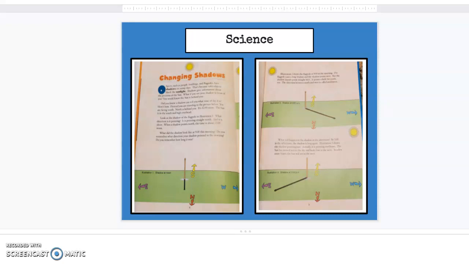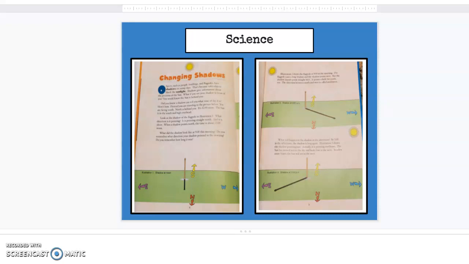Did you know a shadow can tell you what time of day it is? Here's how. Pretend you are standing in the picture below. You are facing south. North is behind you. It's 12 noon. The sun is in the south and high overhead.